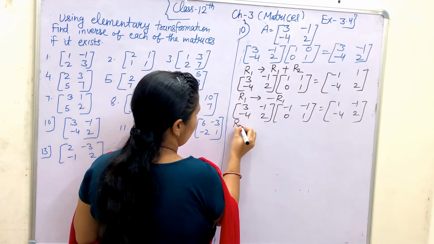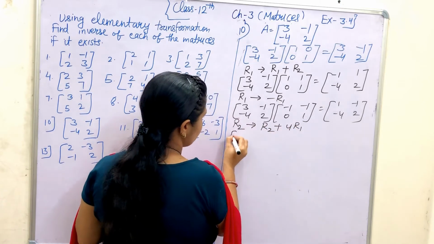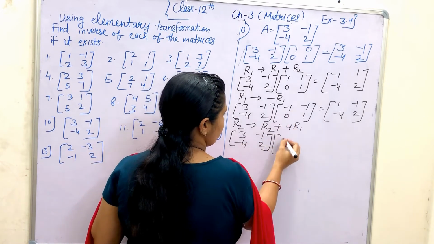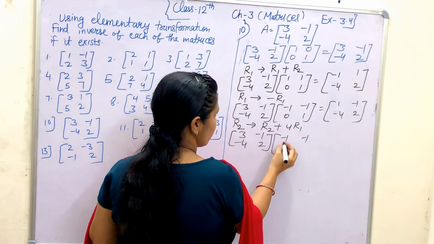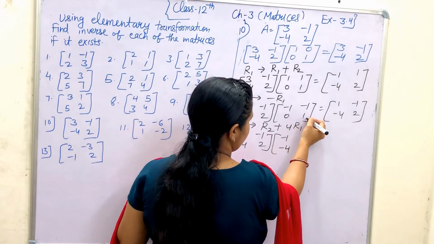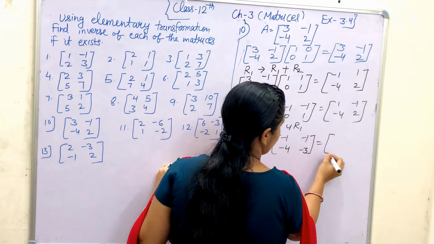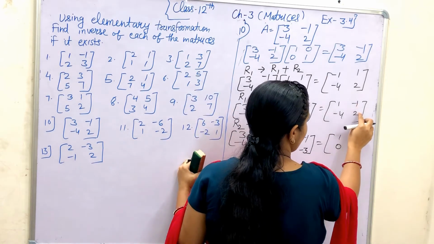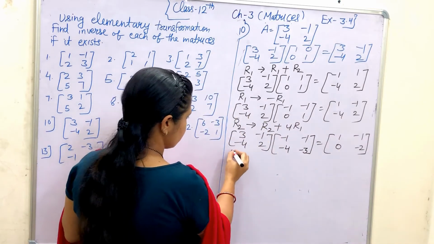Now R2 plus 4 R1. 3, minus 4, minus 1, 2. Minus 1, minus 1. We add by multiplying R1 by 4. So after adding we get minus 4, and here we get 1 minus 4, that is minus 3. Here is 1, minus 1, 0. Minus 4 plus 2, that is minus 2.